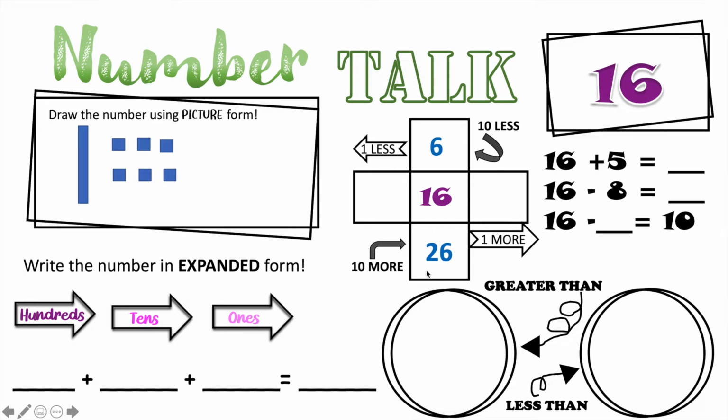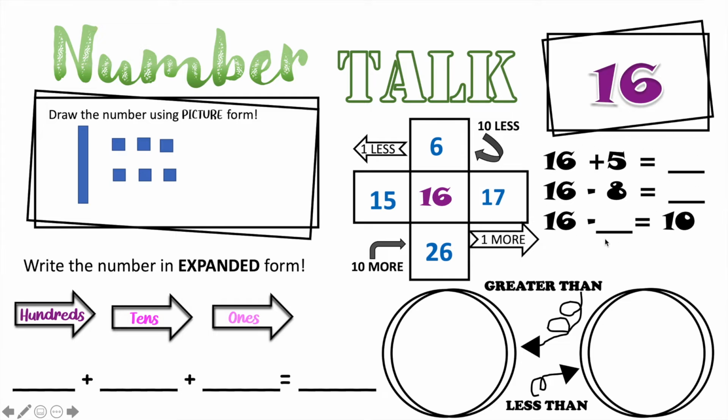Okay. What would be 1 more? 16, 1 more would be 17. What would be 1 less? Yes, 15. What changes here, the tens or the ones? The ones, right? Because we're adding 1 more. That means the 1 changed. And here we're taking away 1, so that's 1 less. Excellent job, mathematicians. Let's go ahead and look at this over here.